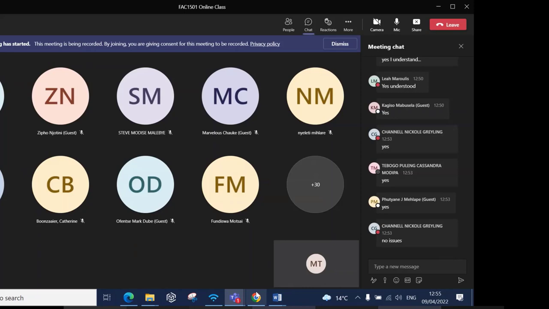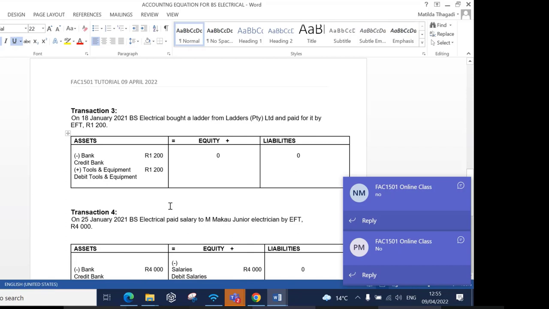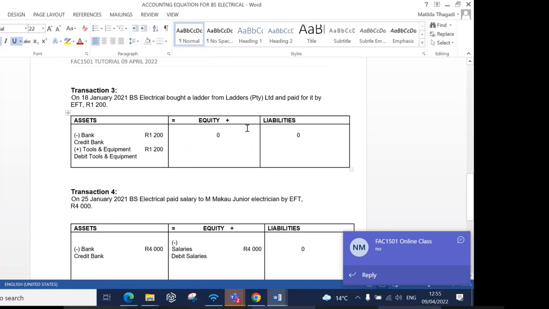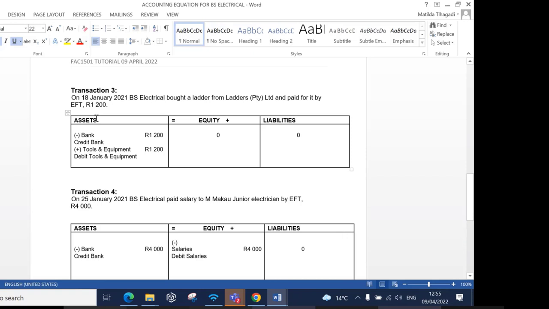So we're going to be doing transaction number three. Okay, no issues. Transaction number three, they bought a ladder. Look at the equation. These are both assets, they are under assets. So bank is a minus because it's decreasing, and tools and equipment is a plus because it's increasing. We've bought an asset into the business. Bank is decreasing because money is going out of the bank account. So it's a minus 1,200 plus 1,200, which is zero, equals zero plus zero. Can you see that transaction three is also balancing?